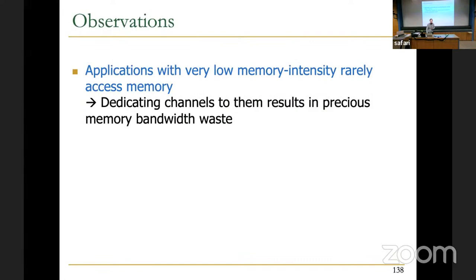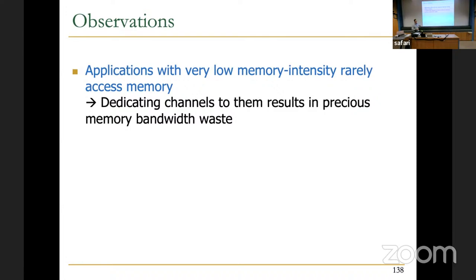Okay, but then the paper makes another observation, which is this: applications with very low memory intensity rarely access memory. If you do the partitioning across channels, and you have, let's say, 24 applications and only four channels, you may cause a load imbalance across the channels, right? Because some applications access memory very rarely, and if you decide to allocate one channel to them, this channel will not be utilized much. All of the other channels will potentially be overutilized. So you need to be careful dedicating channels to applications that are not utilizing the channel well, causing precious memory bandwidth waste. You don't want to run into this situation.